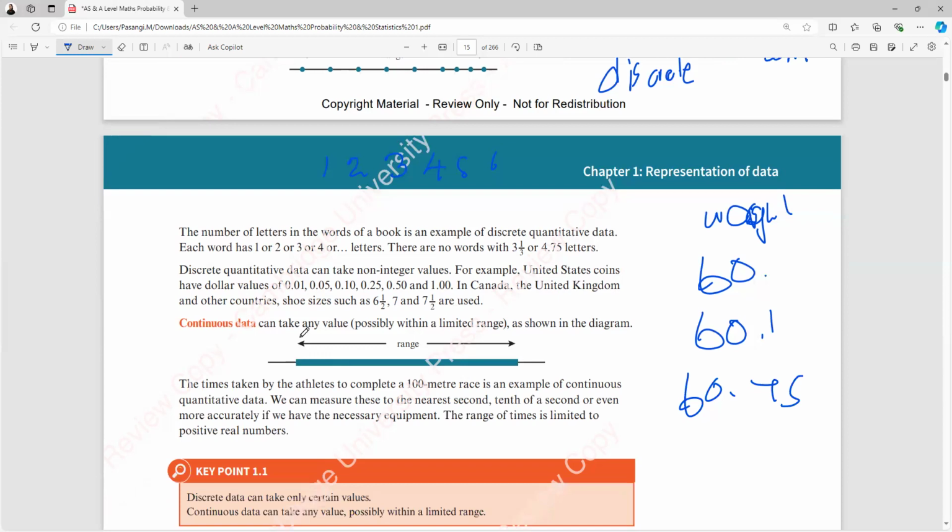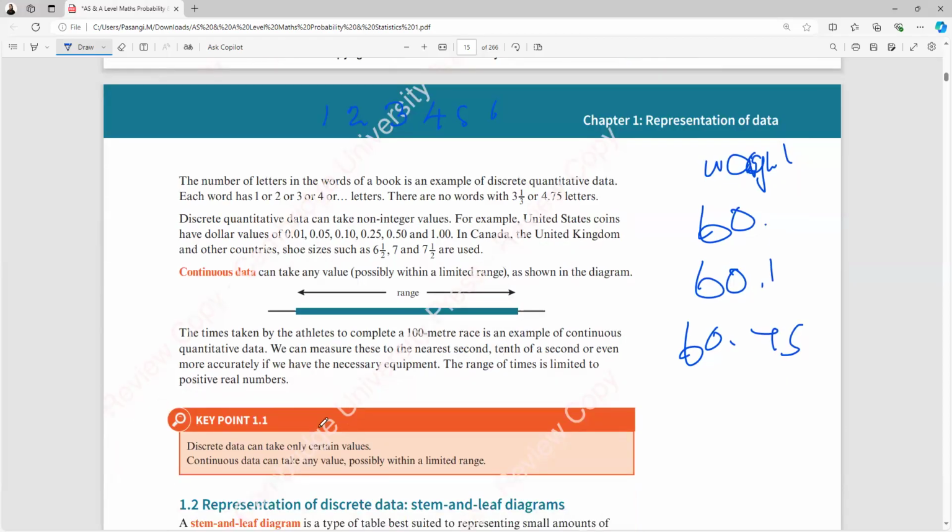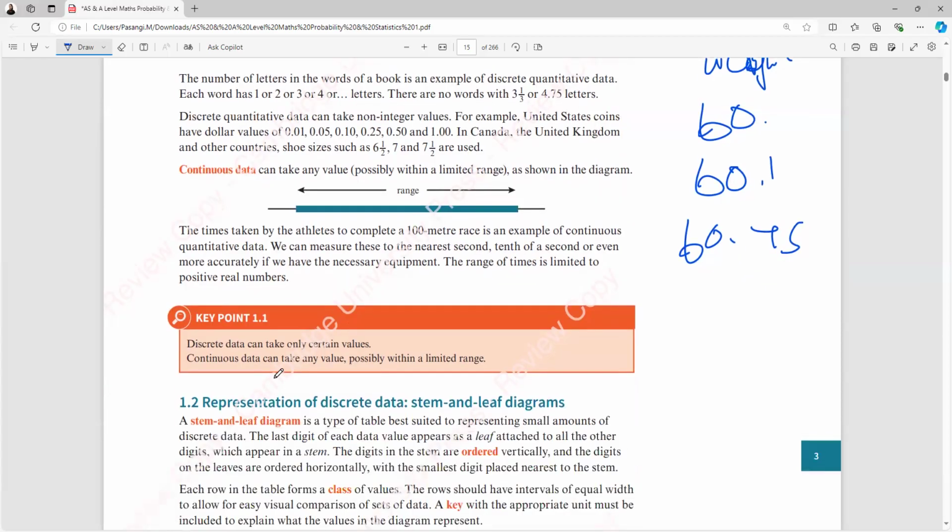So what will happen for the continuous data? According to the given context, we can't consider these values differently. Thus we have a proper range. The times taken by the athletes to complete a 100 meters race is an example of continuous quantitative data. We can measure these to the nearest second, or maybe to the nearest tenth, or even more accurately if we have the necessary equipment. So the range of times is limited to positive real numbers.